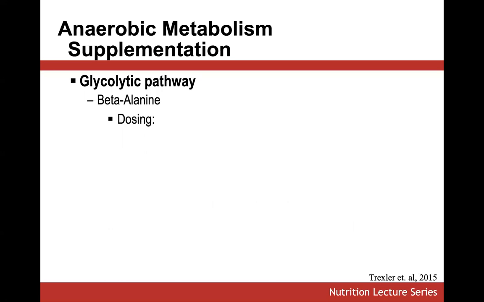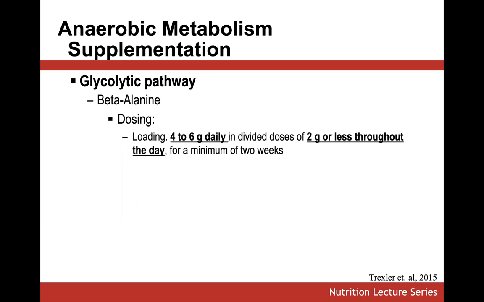So let's talk about dosing. Again, like in creatine, there's a loading period. With beta alanine, you want to take 4 to 6 grams per day. And it's most advisable to divide that dosing into 2 grams or less throughout the entire day. So if you're taking 4 grams daily, you can take 1 gram 4 times a day, or somewhere throughout. Now, we'll talk about the importance of this.